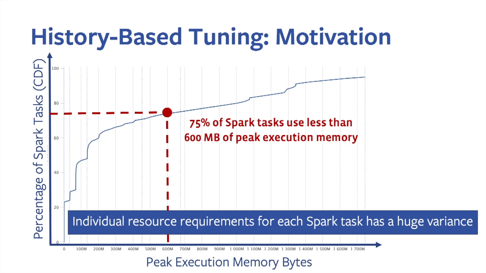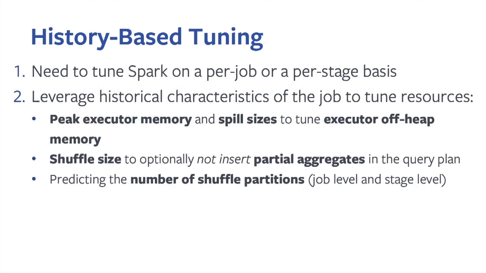Which means that this individual resource requirement per task has a huge variance. And this means that we need to tune Spark on a per job and per stage basis. So in order to make it work, we are heavily considering leveraging historical characteristics of a job to tune configurations. Some examples include looking at the peak execution memory, the graph that I just showed, and the spill sizes for historical jobs to tune the off-heap executor memory for new jobs.